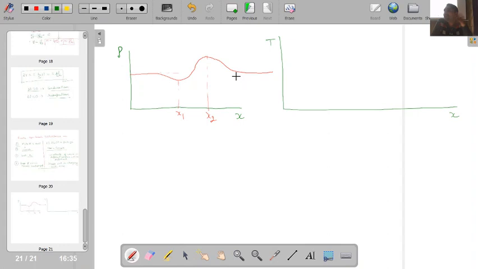For an isentropic process, we know the relationship between density, pressure and temperature. For example, P2 by P1 is equal to T2 by T1 to the power gamma by gamma minus 1 for isentropic flow, and that is equal to rho 2 by rho 1 to the power gamma. So ultimately we know the relationship between density, temperature and pressure for isentropic flow situations.